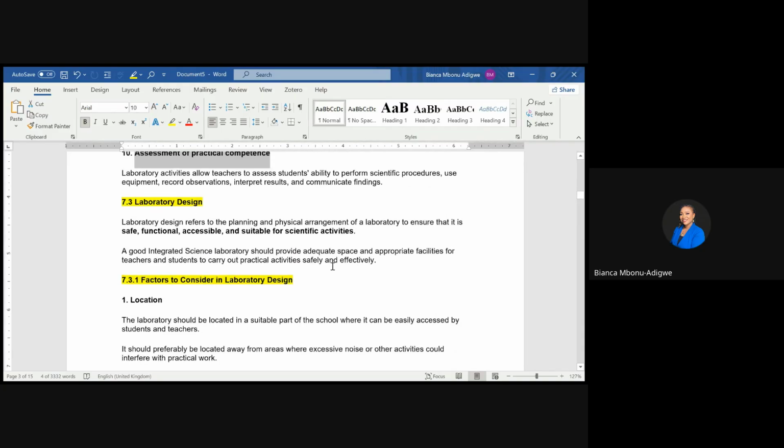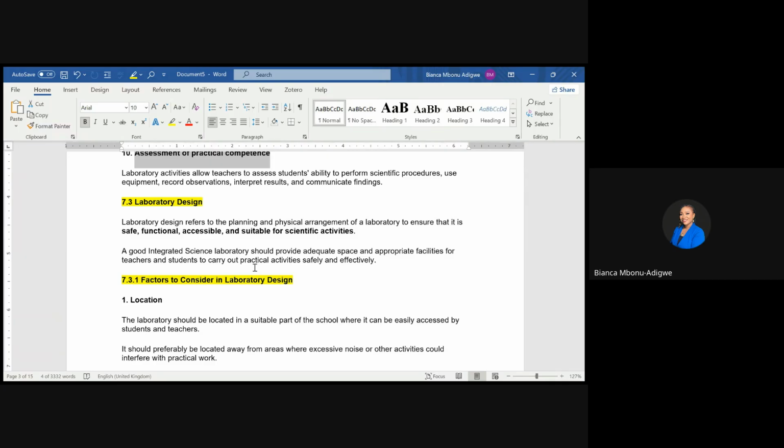Now let's look at the laboratory design. This is just the planning and physical arrangement of a lab to ensure that it is safe, functional, accessible, and suitable for scientific activities. Laboratory design refers to the planning and physical arrangement of a laboratory to ensure that it is safe, functional, accessible, and suitable for scientific activities.